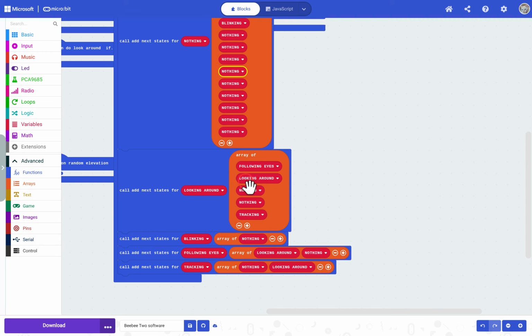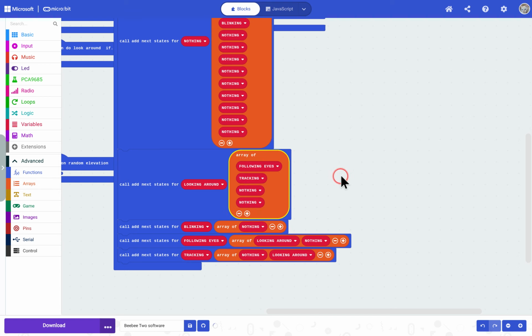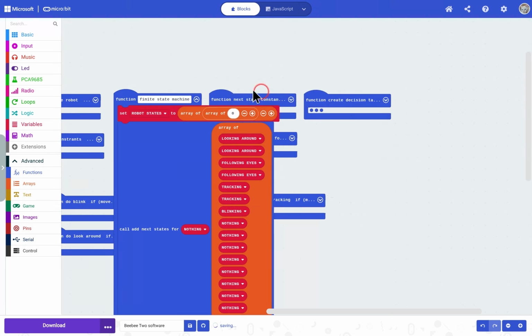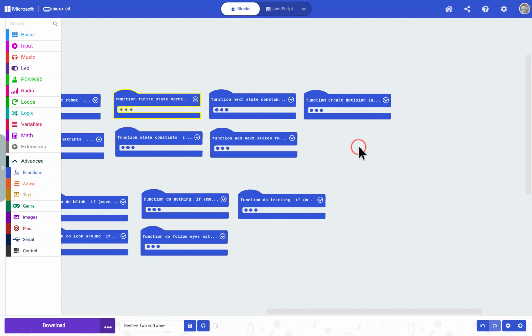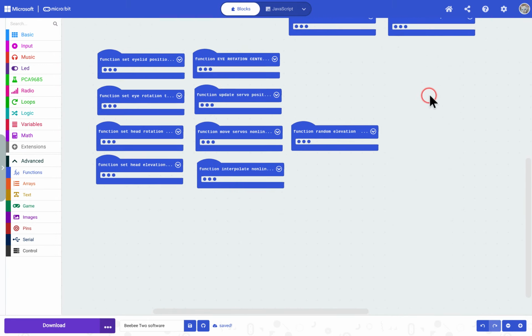Looking around should probably not be followed by more looking around. We could do following eyes, or we could do tracking, or we could do nothing. Blinking goes to nothing. Following eyes, looking around are nothing. Tracking, nothing, or looking around. We've been putting the nothings last. Okay. So we did a little bit of work there. And now that should be good.